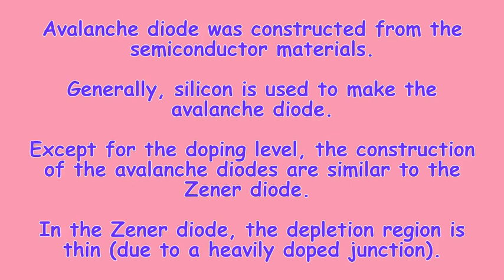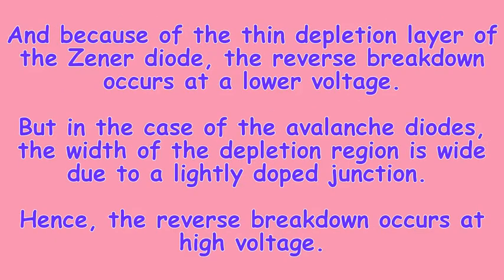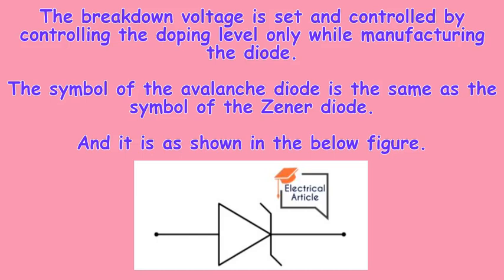In the Zener diode, the depletion region is thin, due to a heavily doped junction. And because of the thin depletion layer of the Zener diode, the reverse breakdown occurs at a lower voltage. But in the case of the avalanche diode, the width of the depletion region is wide due to a lightly doped junction. Hence, the reverse breakdown occurs at high voltage. The breakdown voltage is set and controlled by controlling the doping level only while manufacturing the diode.